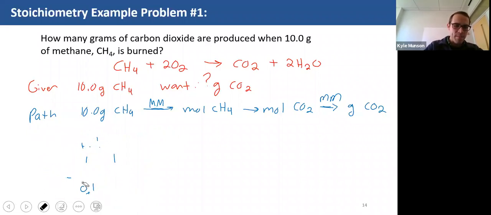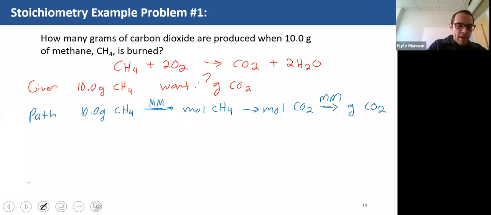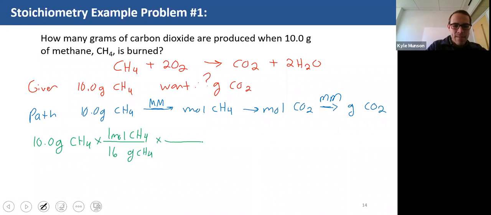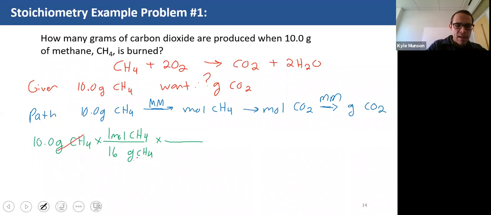So I'm just going to erase this, because that's going to give us a lot more room and it's not going to look so crowded. I'm also going to change the color. Here we go. 10.0 grams of methane. The way we convert to moles of methane is with the molar mass that I just erased, in grams per mole. Notice that the units of grams of methane cancel. Now I want to cancel out the units of moles of methane.